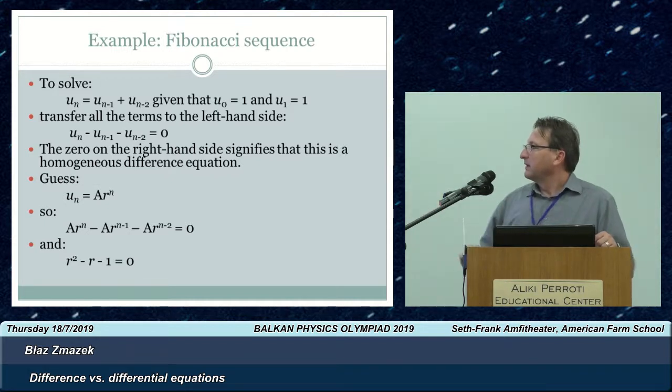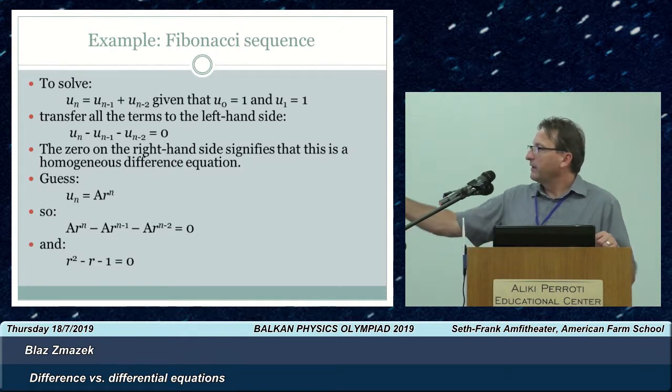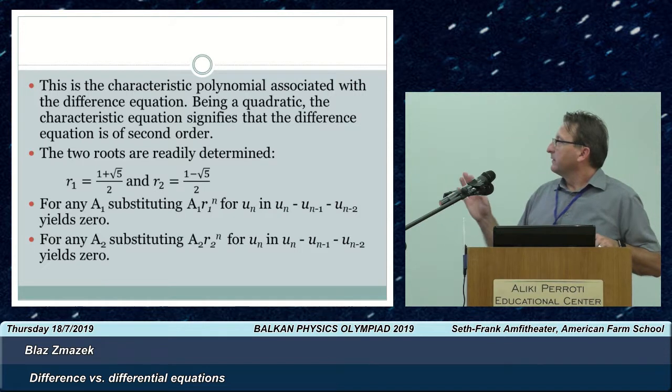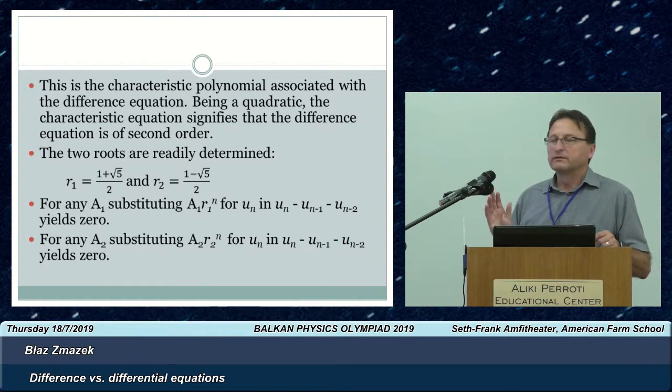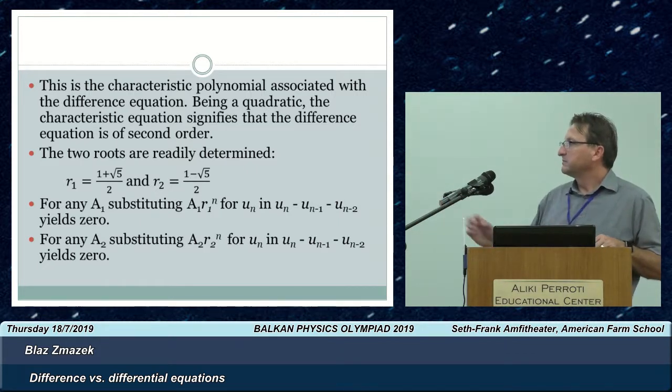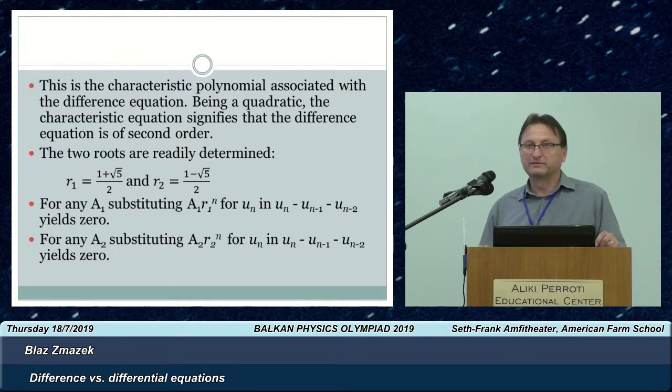So we guess that the solution is of type A times r to the n, and when we put it inside, we get this characteristic polynomial: r squared minus r minus 1 is the characteristic polynomial for the Fibonacci sequence. Because it's quadratic, it has two roots, which are not nice, they are ugly, with square root of 5. How can we then get the numbers like 1, 1, 2, 3, 5, 8?